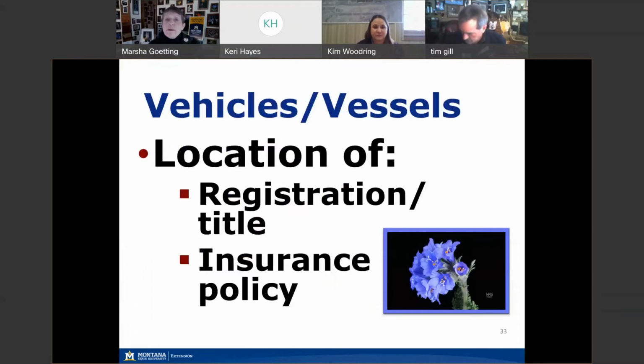Well, we all have vehicles, and some people have vessels. Vessels are kind of defined in law as boats and those types of things. And we have registration titles for those. We may have an insurance policy.